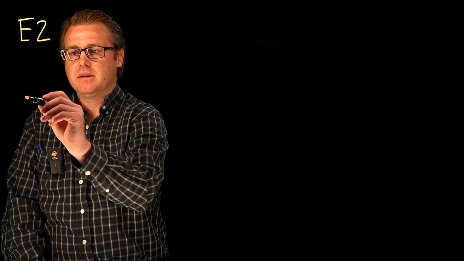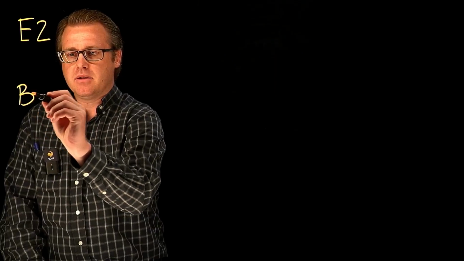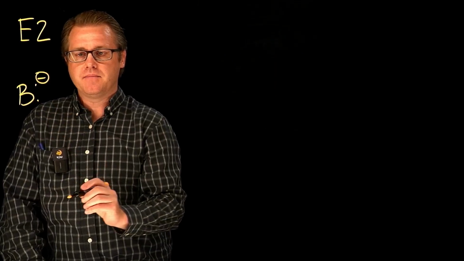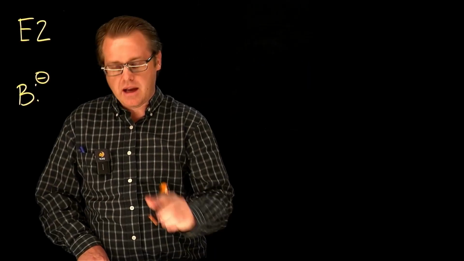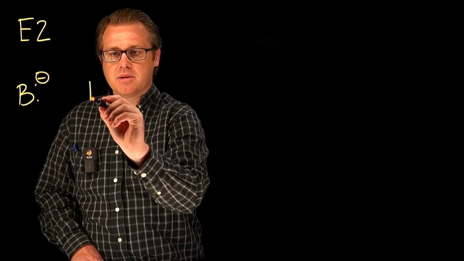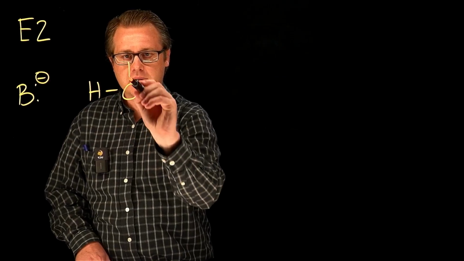Let's take a look at an E2 mechanism. E standing for elimination, 2 standing for bimolecular. So for a general reaction scheme of this, let's say we have ourselves a base, and then we also need to have the substrate. So let's draw ourselves a substrate here.